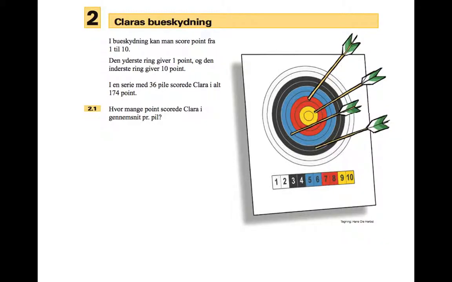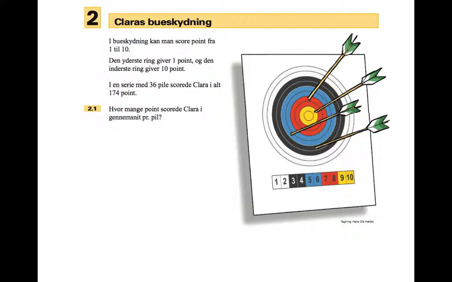This is a question from December 2012. Question 2, Clara's archery, that's called when you shoot arrows. So it says, in archery, you can score from 1 to 10. The outer ring gives 1 point and the inner ring gives 10 points. In a series of 36 arrows, Clara scored 174 points in all. Question 2.1, how many points did Clara score on average, or mean average, per arrow?